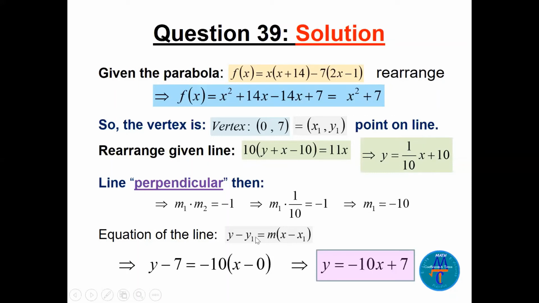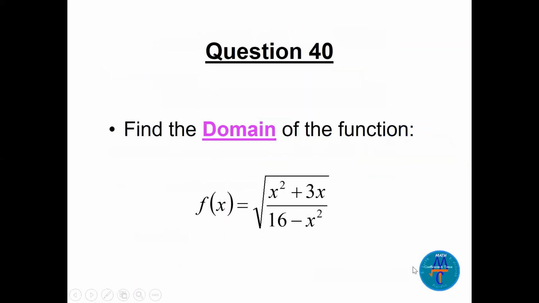Now find the equation of the line we need: y - y1 = m(x - x1). We know m is minus 10, and (x1, y1) is (0, 7), the vertex. So the equation is y = -10x + 7. That's what we need.